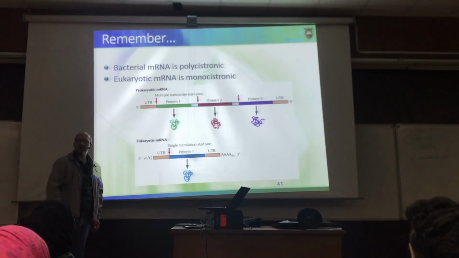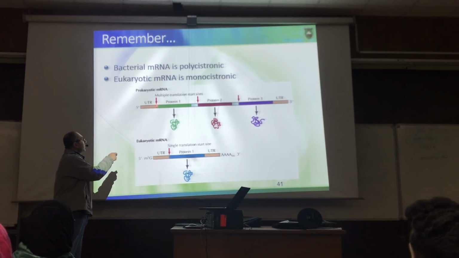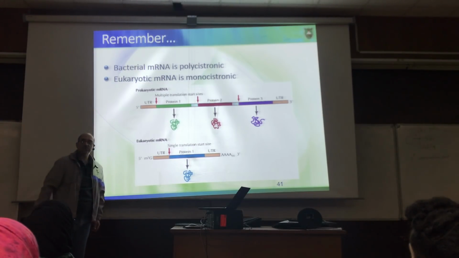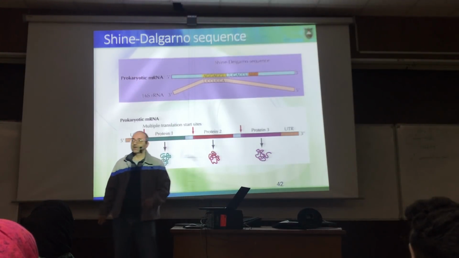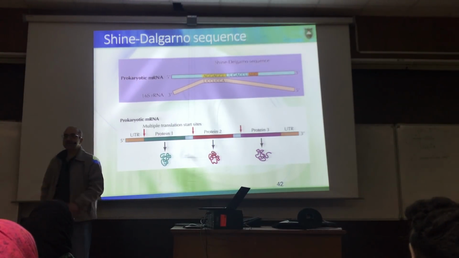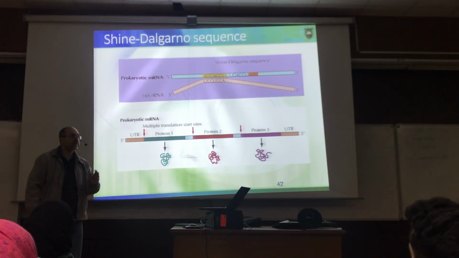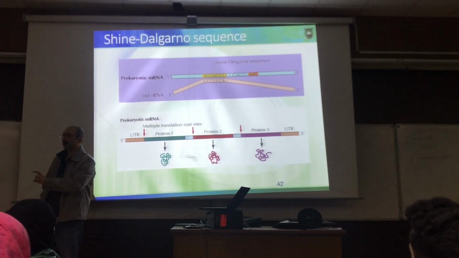So how do ribosomes know that they have to start translation at this AUG or that AUG or the other AUG? The idea is that there is a sequence in prokaryotes, and this sequence is known as the Shine-Dalgarno sequence.